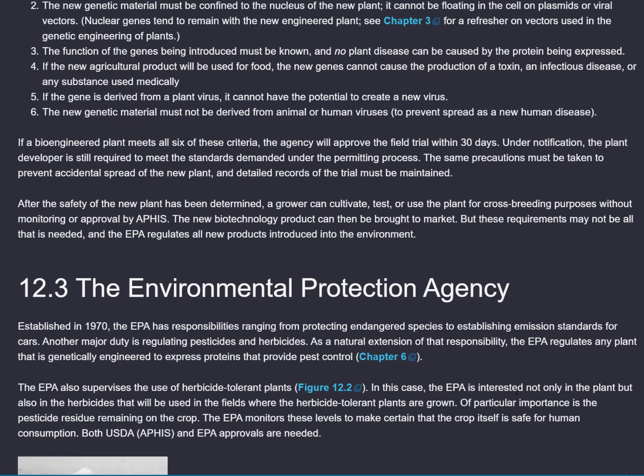The new genetic material must be confined to the nucleus of the new plant. It cannot be floating in the cell on plasmids or viral vectors. Nuclear genes tend to remain with the new engineered plant. See Chapter 3 for a refresher on vectors used in the genetic engineering of plants.